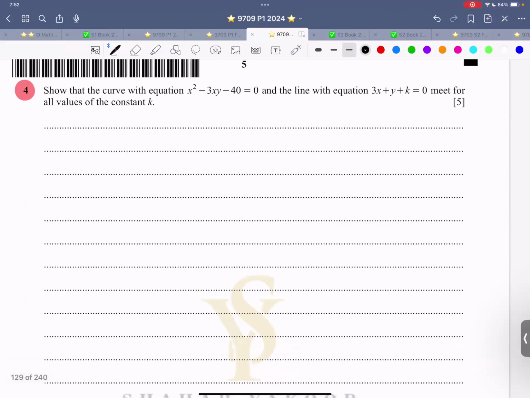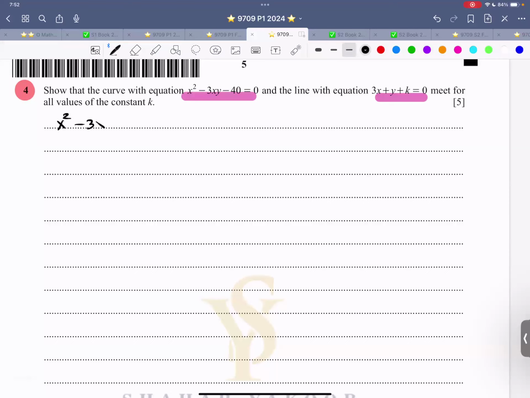So now over here, it says show that the curve with equation such and such and the line with equation such and such meet for all values of constant k. This is a quadratic question. So now what we do is that we have the equation of a curve, we have the equation of a line, we make a single equation. So how do we make a single equation?